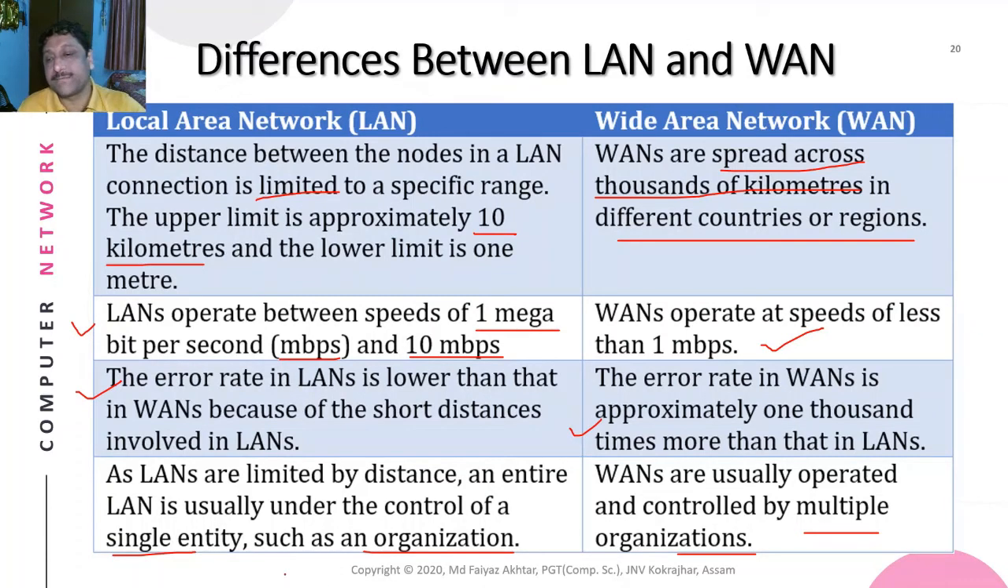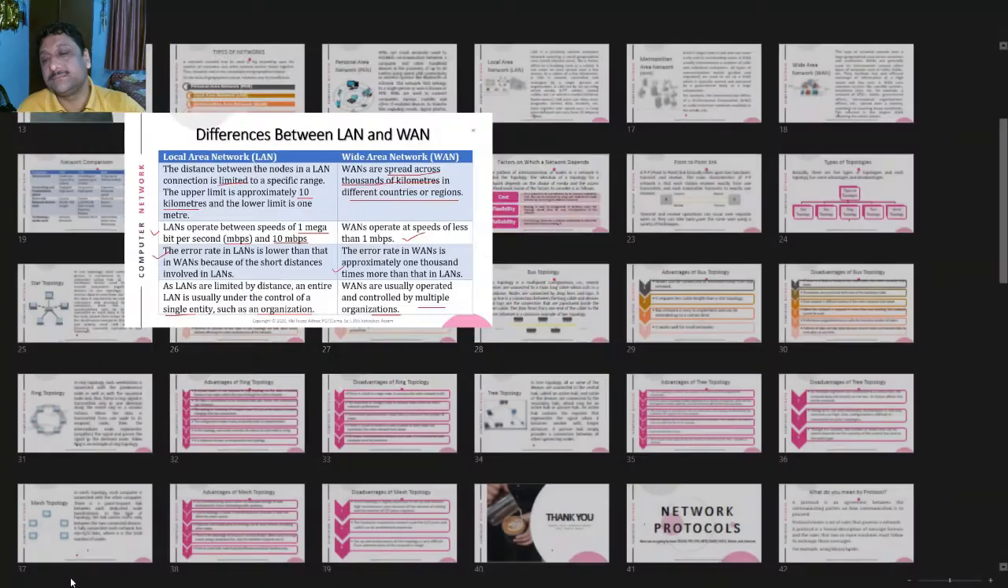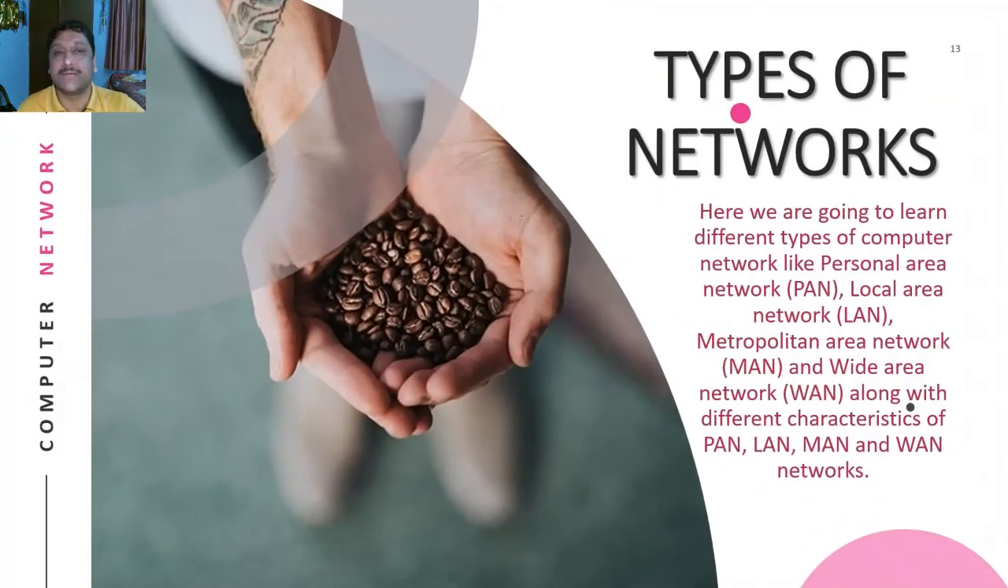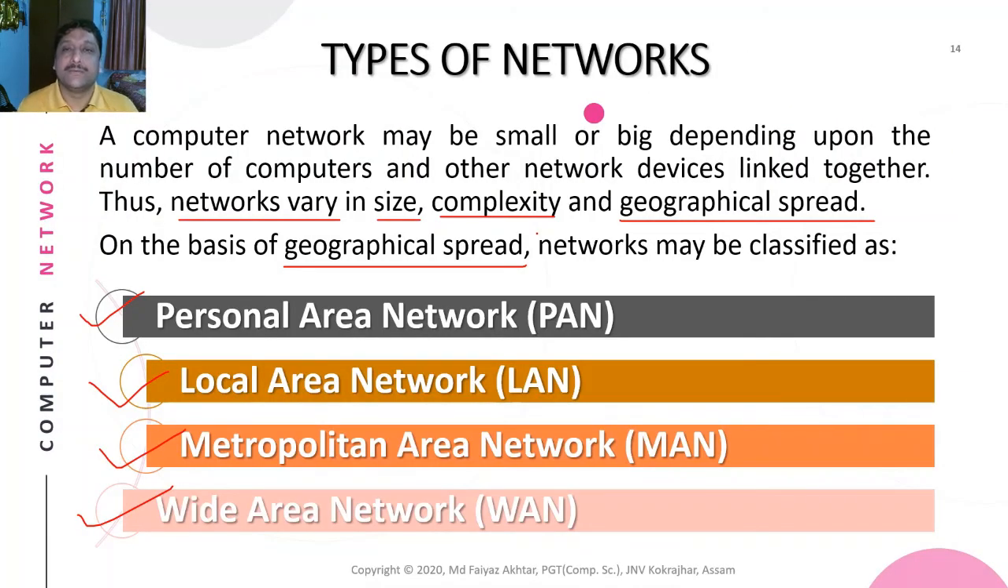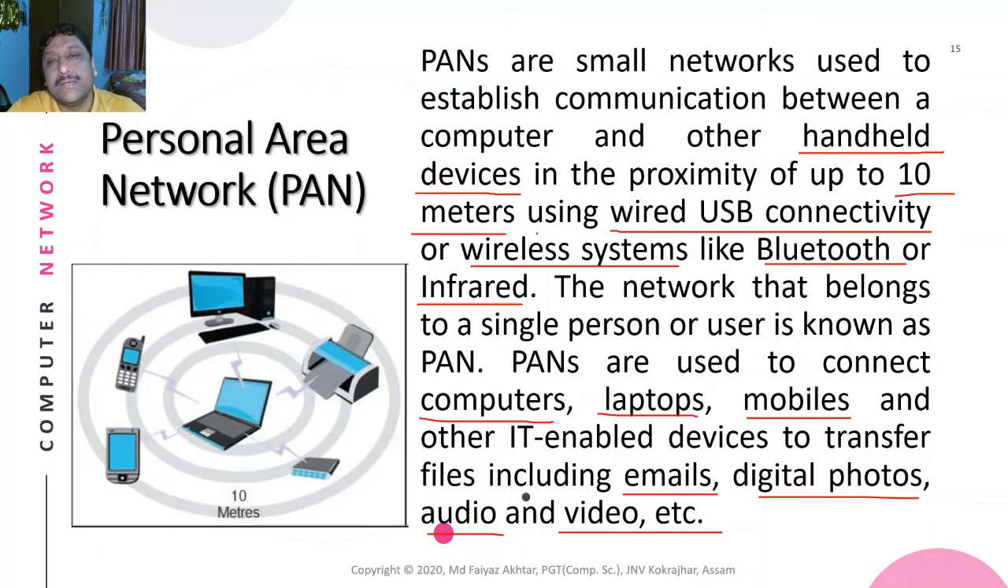Okay, see what we have learned here. There are 4 types of network: PAN, LAN, MAN and WAN. PAN is just a personal network which uses USB connectivity or Bluetooth or infrared. A single person uses this type of network. The devices which can be used in PAN are computers, laptops, mobiles and IT enabled devices. The purpose of this PAN is email, digital photos, audio and video transmission.